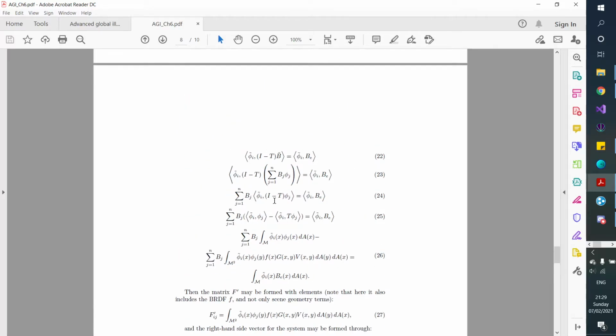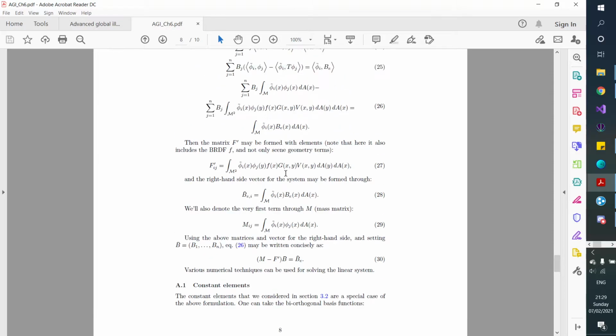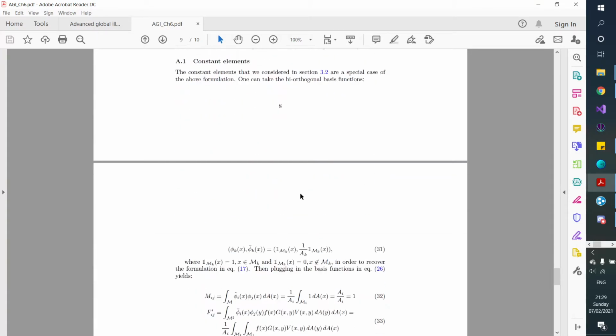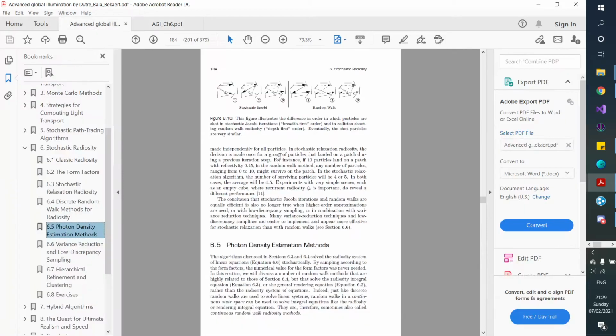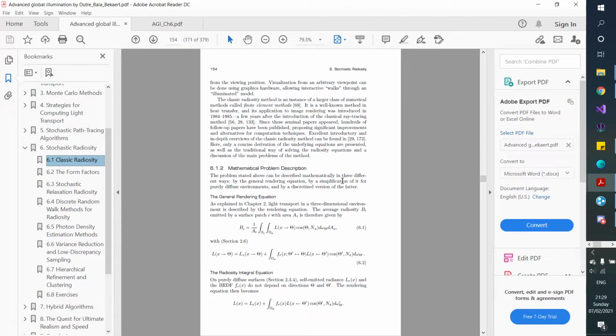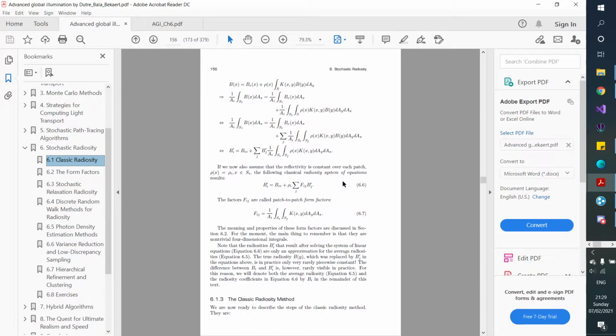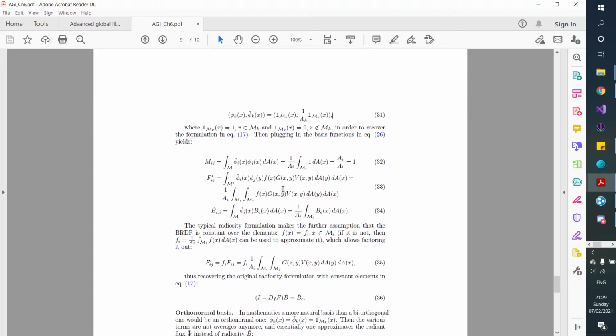So just to see that this is more general, you could, as an exercise, take this formulation here and plug in these basis functions. And then you would get exactly the constant formulation that we saw and which is also in the book. So the constant elements formulation is this formulation. That formulation you can get simply by using these basis functions. It's a b-orthogonal basis.